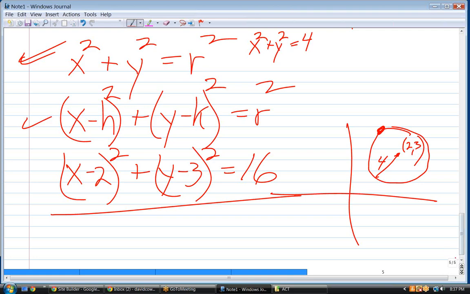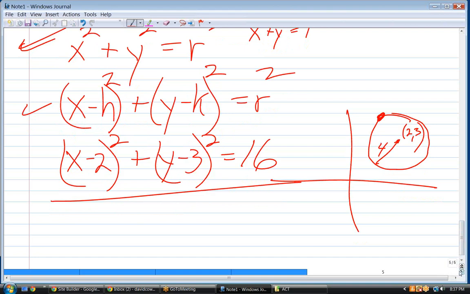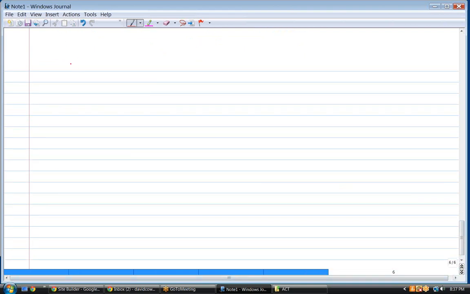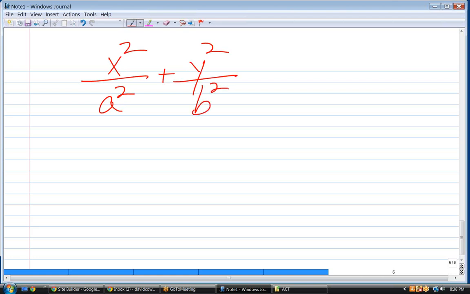Okay? That's circles. That's all you need to know about circles. The only other conic section you need to know about, and you'll probably get one question on circles and one question on ellipses, is the ellipse. So you need the general formula for the equation of an ellipse. Not that dissimilar to circles. Only it's got this a squared and b squared under it, and instead of equaling the r squared, it's equal to 1. Now, why is that?